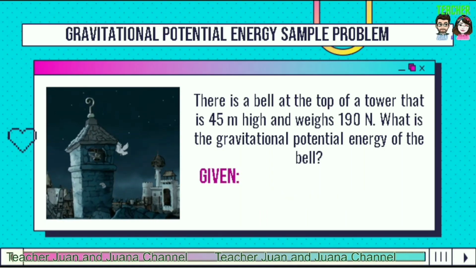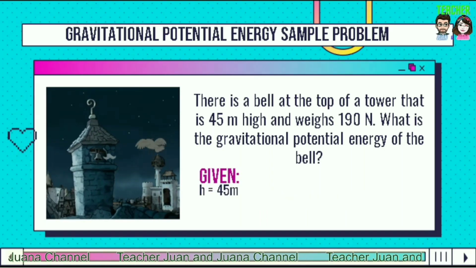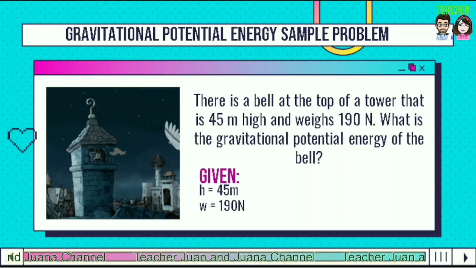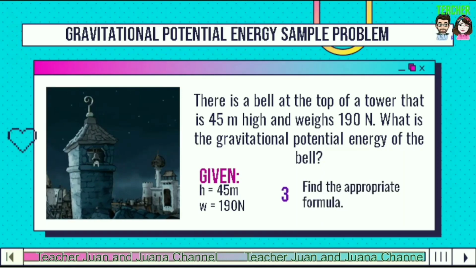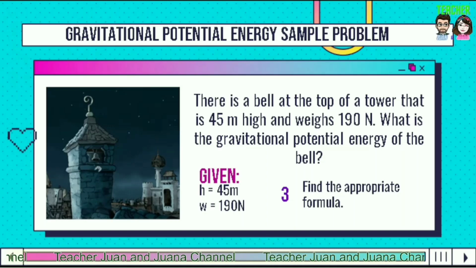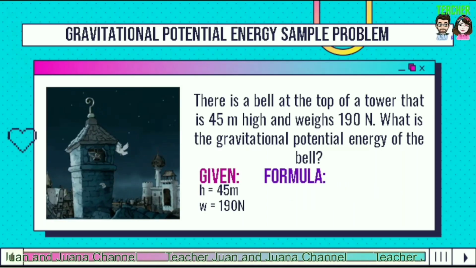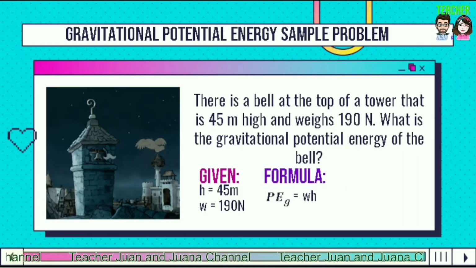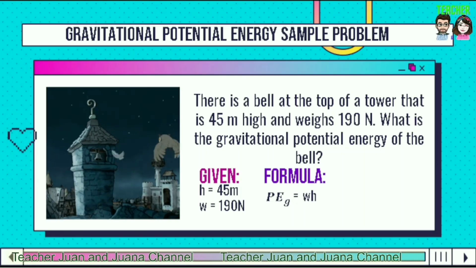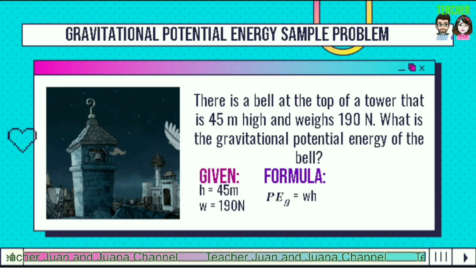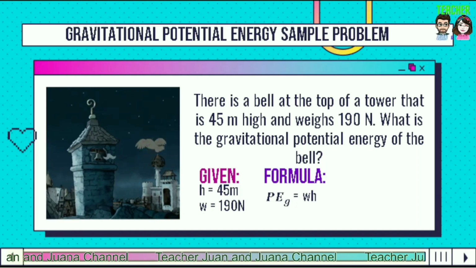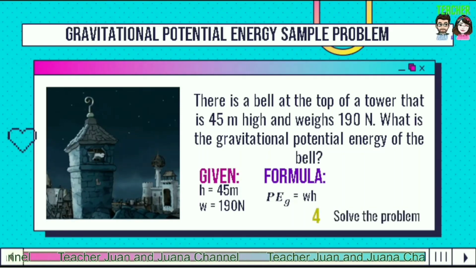What are the given? The given are height, which is 45 meters, and weight, which is 190 newtons. After identifying the given, what is next? Very good. Find the appropriate formula or equation. Since we need to get the gravitational potential energy of the bell, we are going to use P sub g equals weight times height. Now that we have the formula or equation, what we need to do next? That's right. We can now solve the problem.